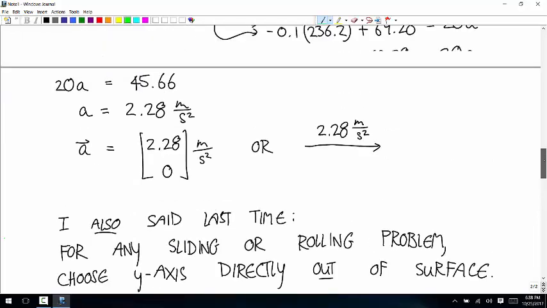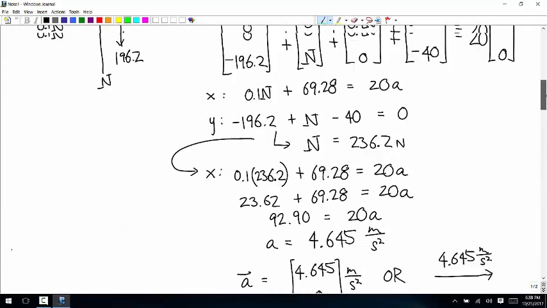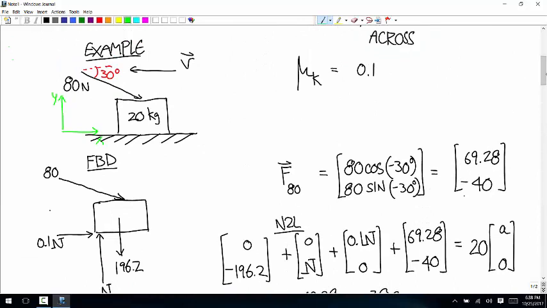Well, notice that in the examples we just did, in any problem where the thing is sliding along a horizontal surface, that's how the usual coordinate system works. The y-axis points out of the surface. So it's only on inclined ones or ones sliding along the wall or being pushed along a ceiling or something where you have to rotate the coordinate system from what we're used to.